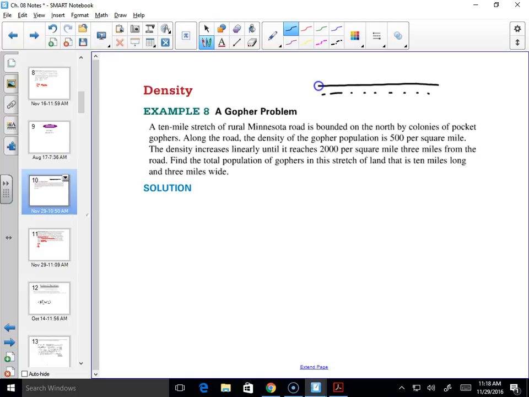We have our road, right? It starts, and then where are you extending? Out, right? Okay. Until 3 miles from the road. Find the total population of gophers in this stretch of land that's 10 miles long and 3 miles wide. So the total stretch of land, now this is not going to be to scale, obviously, is 10 miles long and 3 miles wide. That's this, and that's this, right?